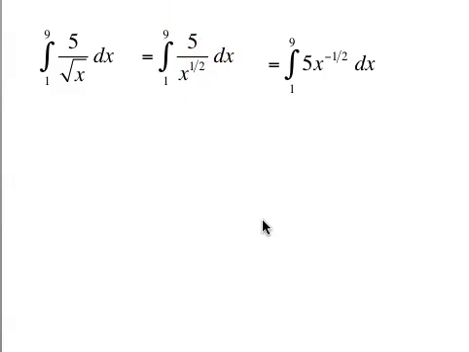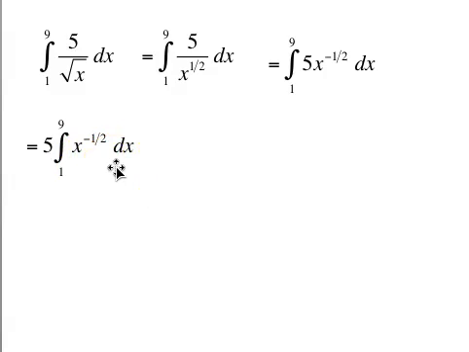So our next example is the integral from 1 to 9 of 5 over the square root of x. How is this going to work? Well, we want to use the power rule, so we've got to express the square root of x as a power. Square root of x is x to the 1/2 power, but it's downstairs. So if I have 5 over x to the 1/2, how could I write that? 5 times x to the negative 1/2 power. We can pull the constant out in front. So that's 5 times the integral from 1 to 9 of x to the negative 1/2 dx.